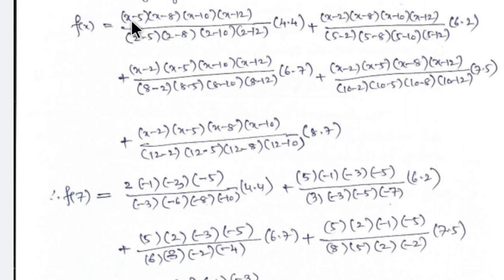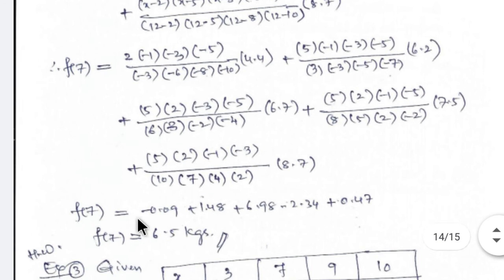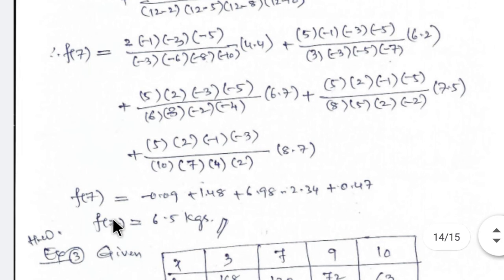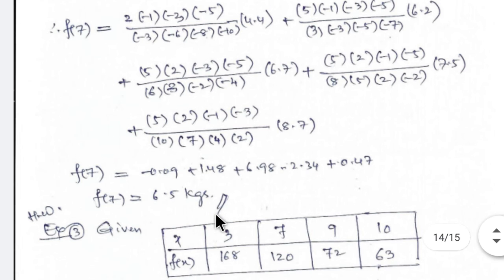Here you substitute: x minus 5 is 7 minus 5, which is 2, 7 minus 8 is minus 1, 7 minus 10 is minus 3, 7 minus 12 is minus 5, like this. Wherever x appears, substitute 7. You get all these values. Then simplifying, you get f of 7, finally: first value minus 0.09 plus 1.48 plus 6.98 minus 2.34 plus 0.47. So f of 7 equal to 6.5 kilograms, this is the value.